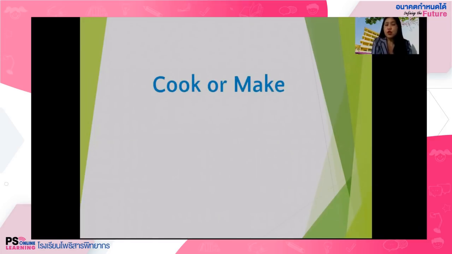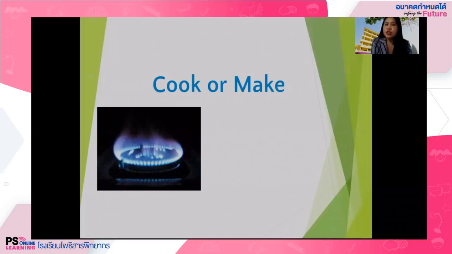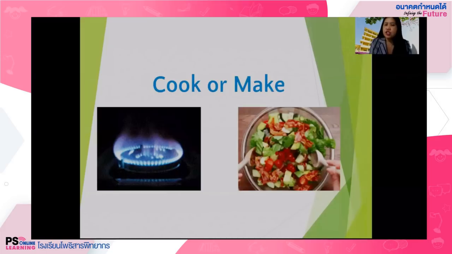What is the difference between cook or make? Cook is when there is fire or heat. Okay, that fire is from a gas stove, so it has fire. But nowadays, many of us are using induction stove, so it doesn't have fire, but it has the heat. So if there is fire or heat, we call it cook. And if there is no need for a fire or heat, we say make, just like this one, the salad. When you are making a salad, do you need fire or do you need heat? No. So, since we don't need it, we say make.